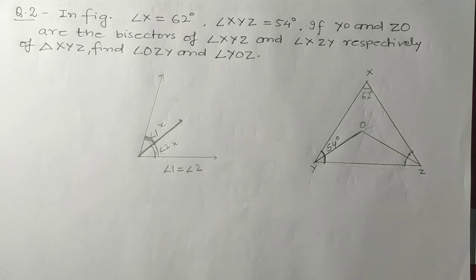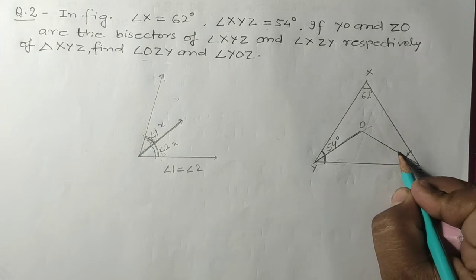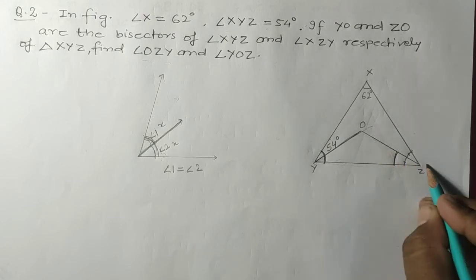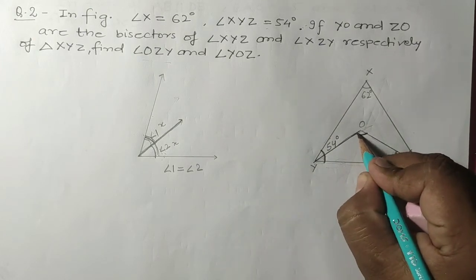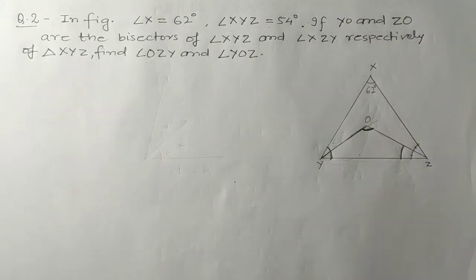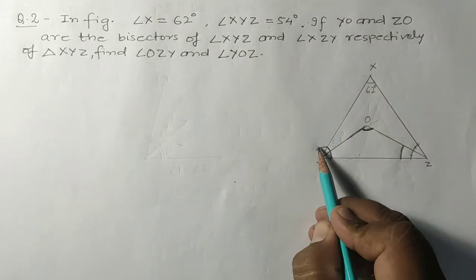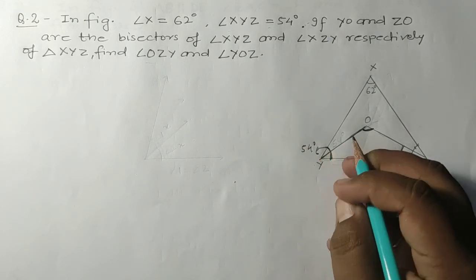Okay, so here YO and ZO are the bisectors of angle XYZ and angle XZY. So we have to find angle OZY, which means we have to find this angle. And we have to find angle YOZ, meaning this angle. Okay, so these two angles we have to find in this question. Suppose this angle 54, I am writing it outside. This whole angle is 54 degrees.